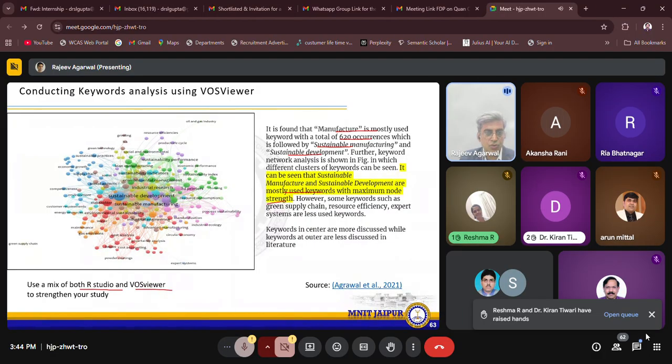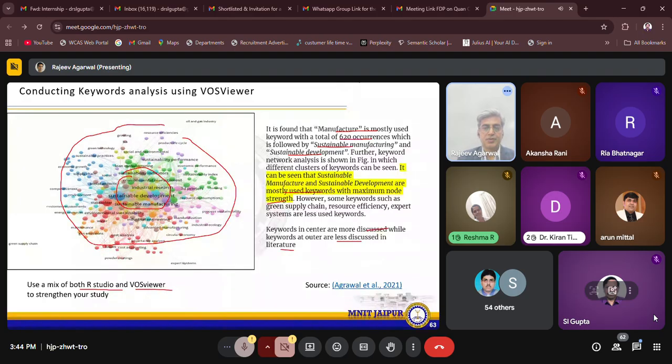So this is called node strength. Keywords in the center are most discussed, while keywords in the outer area are less discussed in the literature. So here, these are the less discussed, and these keywords are more discussed. So this is where we have. That is actually the output of one paper. Yeah, that is one particular word.